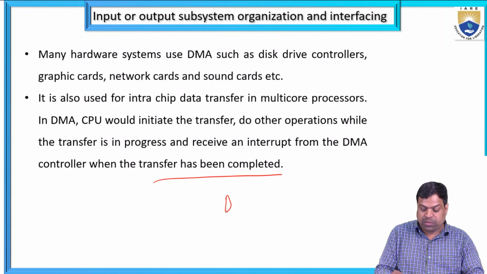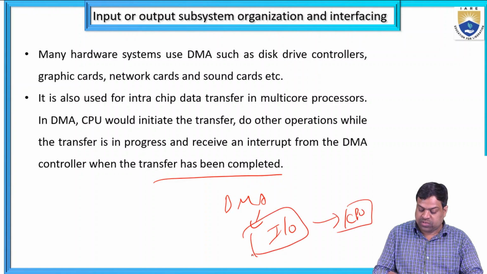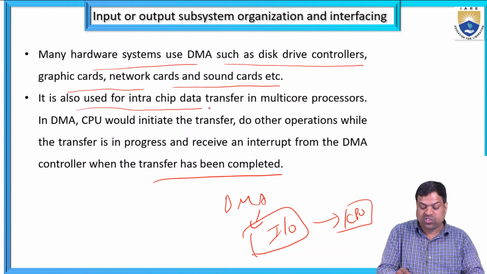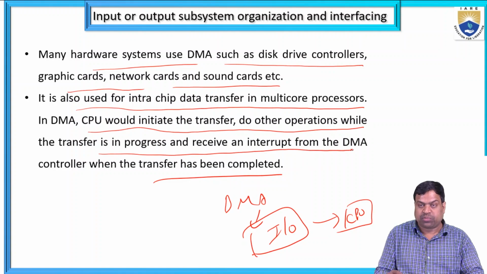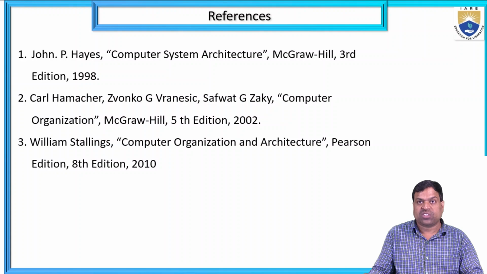When we say DMA, direct memory access, it means that without the help of the CPU, input output devices are directly connected to memory. Hardware systems such as disk drive controllers, graphics cards and network cards use it, and it is also used for intra-chip data transfer. In DMA, the CPU initiates the transfer and does other operations while the transfer is in progress, and receives an interrupt from the DMA controller when the transfer has been completed. So these are the references.